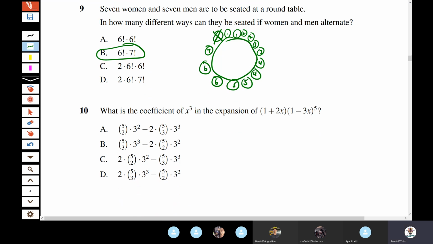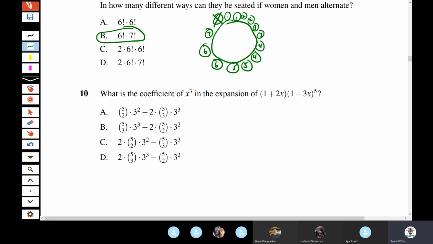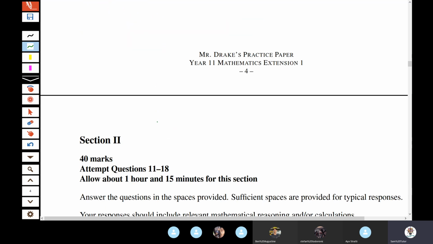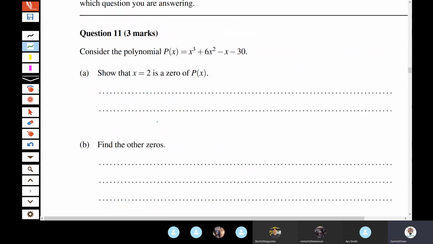What is the coefficient of x cubed? Again, we haven't done this just yet. That's okay, but super easy. When I do it, you guys will get it. Don't worry about that. No dramas there.